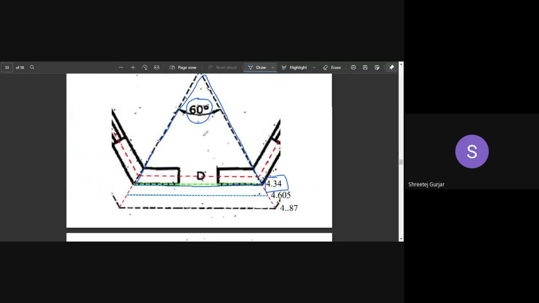So I hope this is clear. This length is 4.34, and then this length is 4.605, and then this length is 4.87. So this is what we have calculated, and I have written it down over here so that it is easier for us to understand. So moving on to the next thing, we need to form our tabular column.